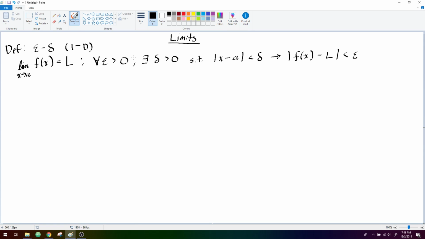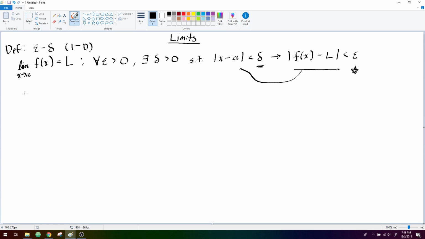Now these are some fancy symbols and some fancy math speak for a very simple and intuitive concept that we can squeeze f of x to being arbitrarily close to L, which is what this epsilon is supposed to represent, by squeezing x to being closer and closer to a, which is what this delta is supposed to represent.